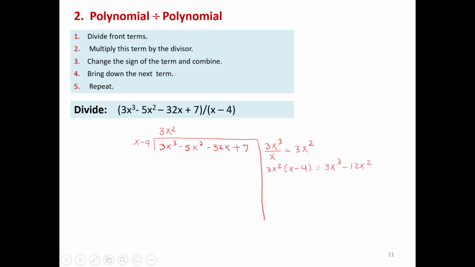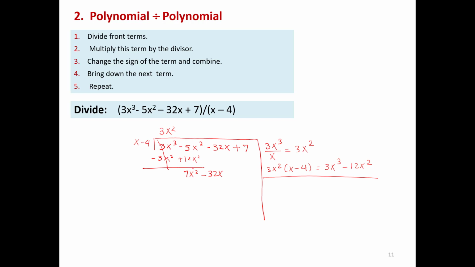Now we change the sign of the third and combine. We have 3x to the third power, we change the sign. We had negative 12x to the second, it's positive 12x to the second. As we can see, always this term must be cancelled out. Then 12 minus 5 is 7x to the second. Bring the next term down, and we start the procedure again.